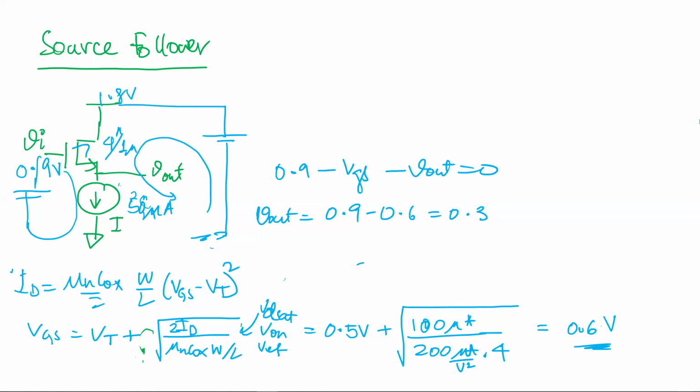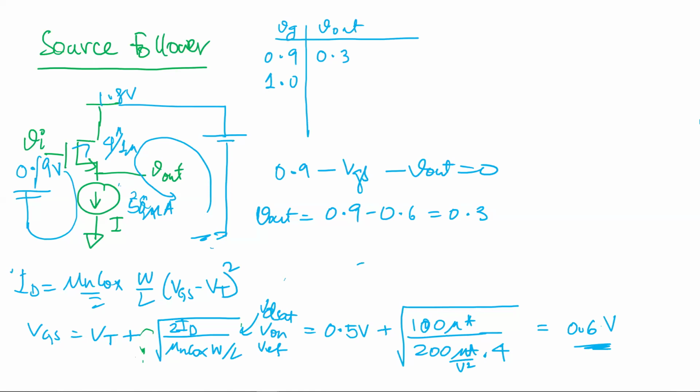Now, if I change that to 1 volt, what will be the output now? So let's make a table. I'll call this VG, and this is V out. I had 0.9 volts, output was 0.3. And let's say now I make it 1 volt. What's the output? 0.4, right?